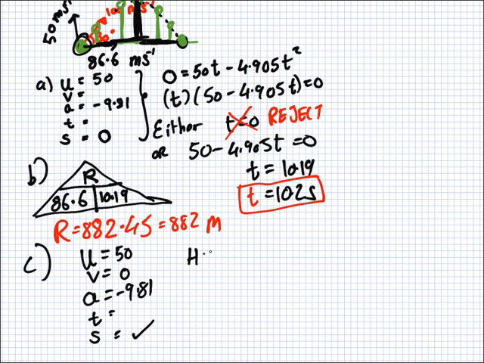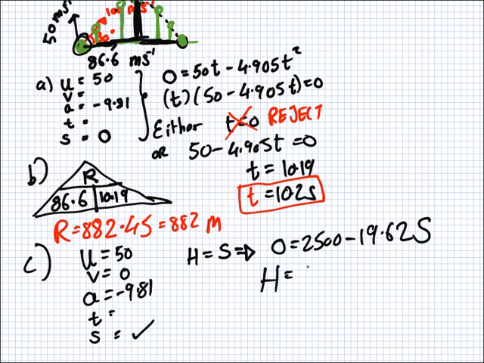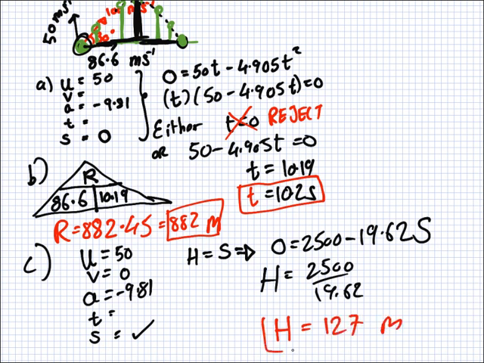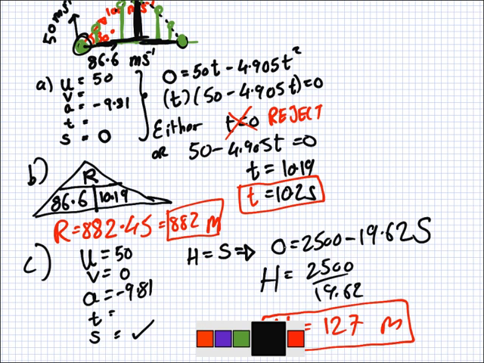The maximum height will be the SY, the S vertical. How will I get that? V squared, yeah? V squared equals U squared plus 2AS. So the maximum height will be 2500 over 19.62. 127 meters. Yeah? For maximum height.